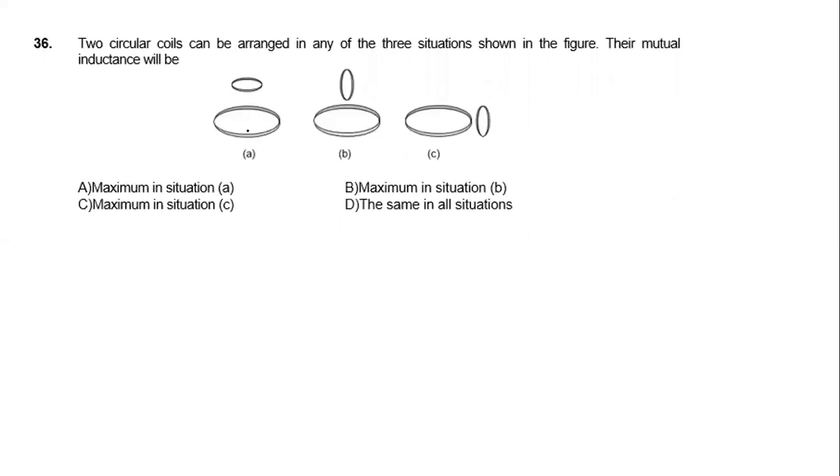This is a fairly simple conceptual question. The maximum is in situation A, when the flux is maximum. As the flux keeps reducing, the coefficient of mutual induction is reducing.